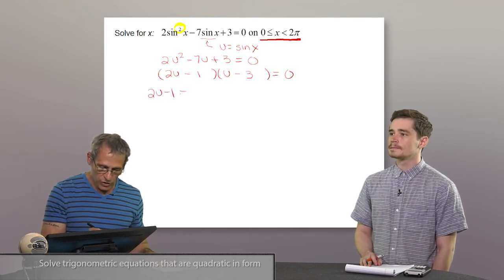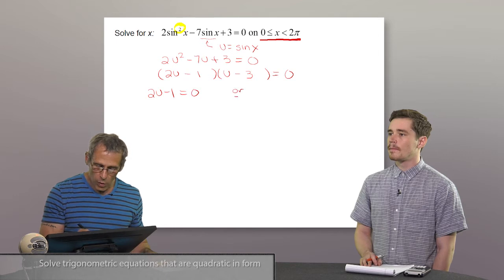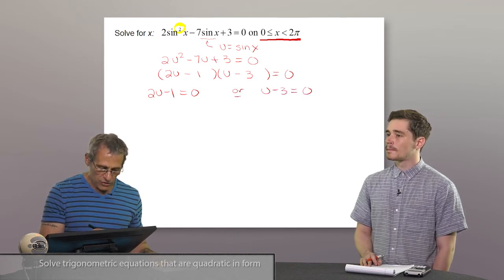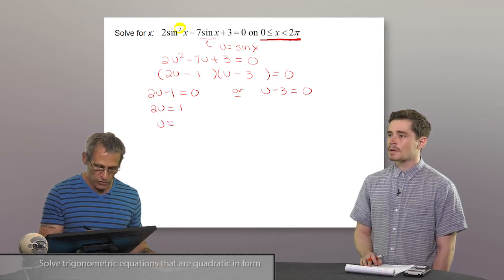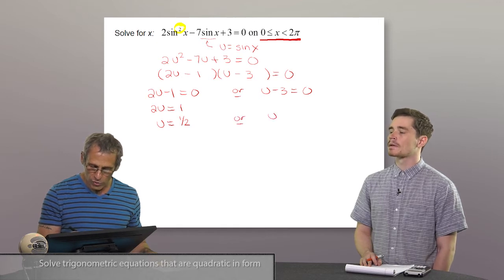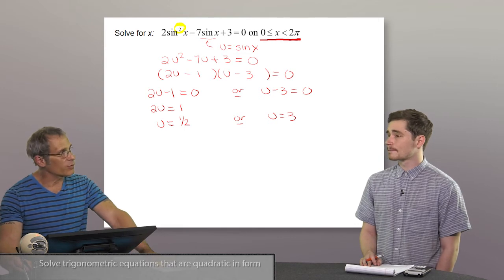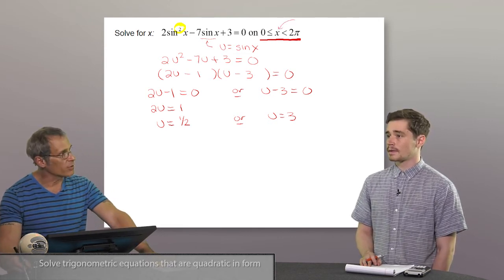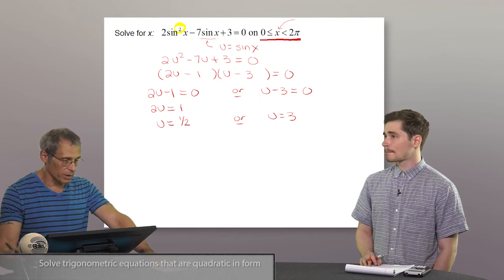2u minus 1 is 0, or u minus 3 is 0. So if I solve for u, what are the two values of u? u is 1/2, or u is 3. Now I want to solve for the variable x, and I've only solved for the variable u. So I have to keep going.